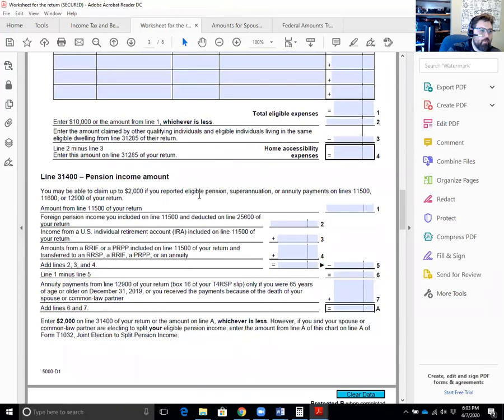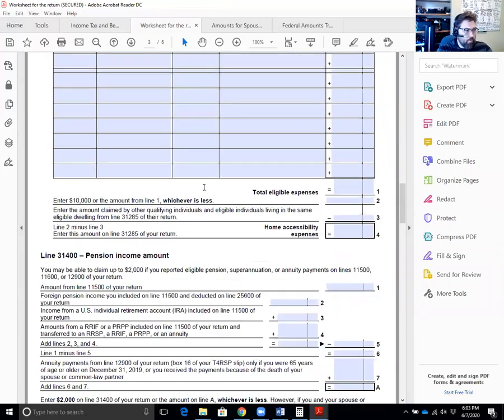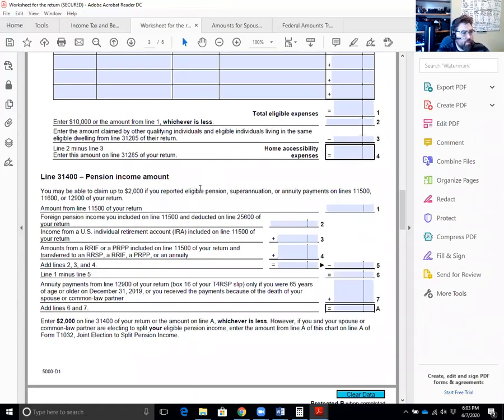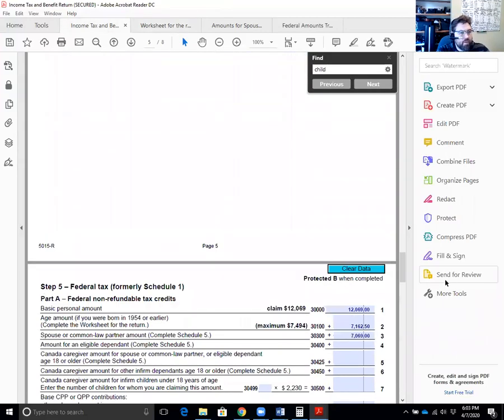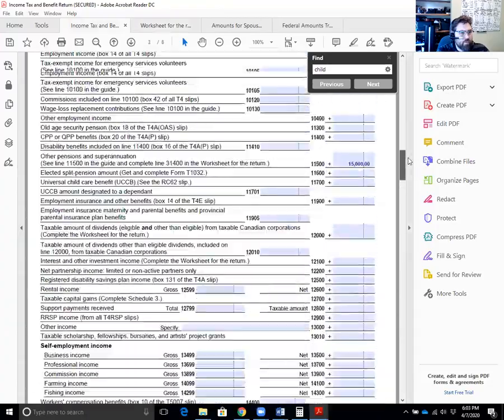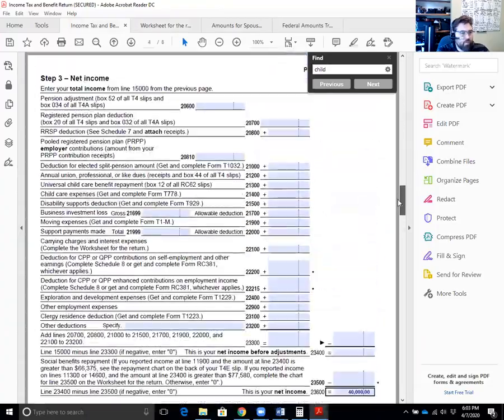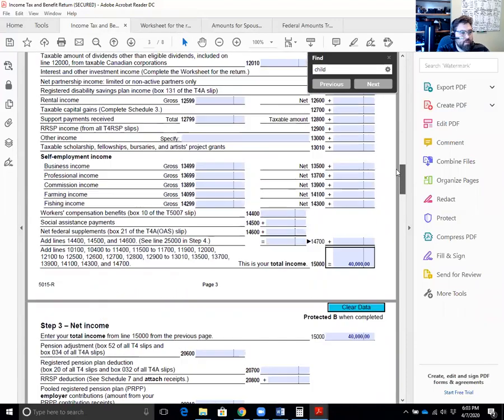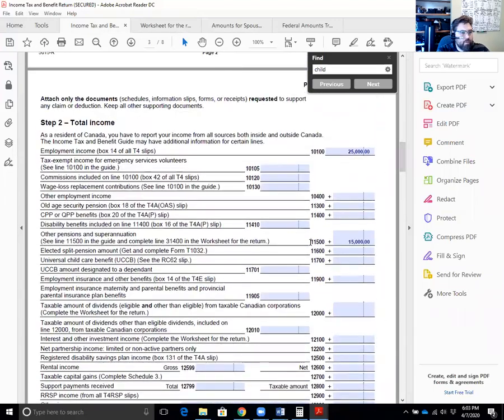Okay, so what we can also do while we're in our worksheet is our pension income amount. It says you may be able to claim up to $2,000 if you reported eligible pension, superannuation, or annuity payments on lines 11,500, 11,600, or 12,900 of our tax return. Well, did we put anything in there? Yeah, we did, as you may recall. Oops, scrolling problems. There we go. Here, line 11,500, we put $15,000 in there.